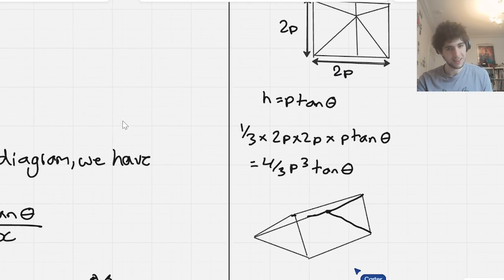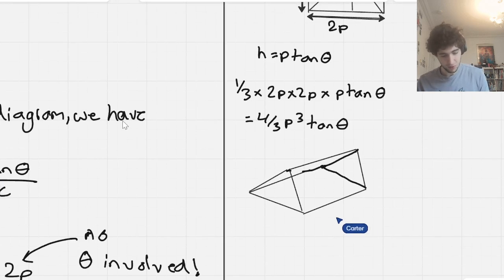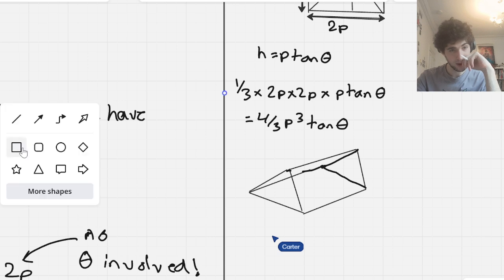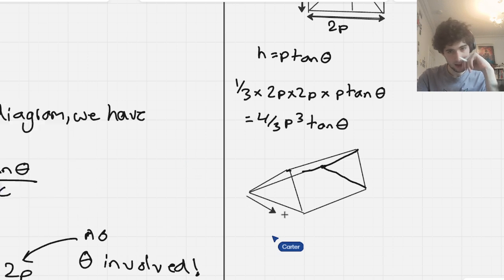And so effectively, what do we know about this triangular prism, right? We know that this is still going to be 2p. This breadth over here is still going to be 2p.